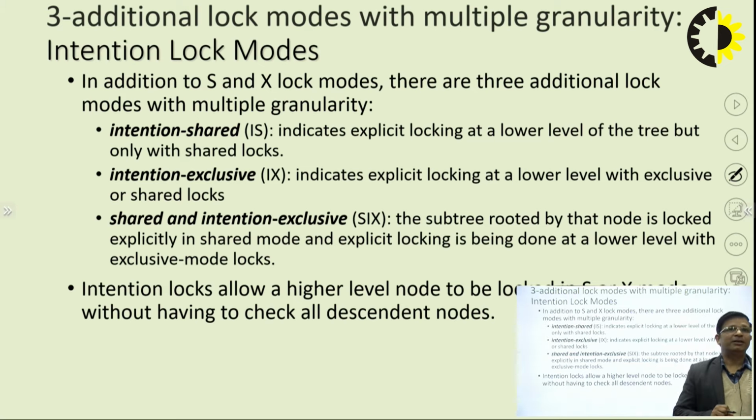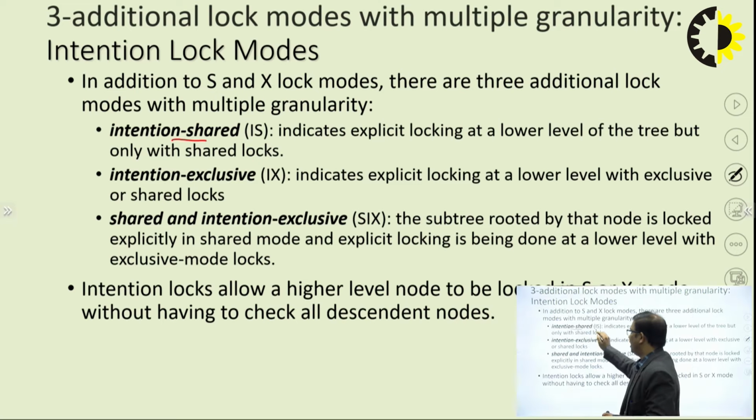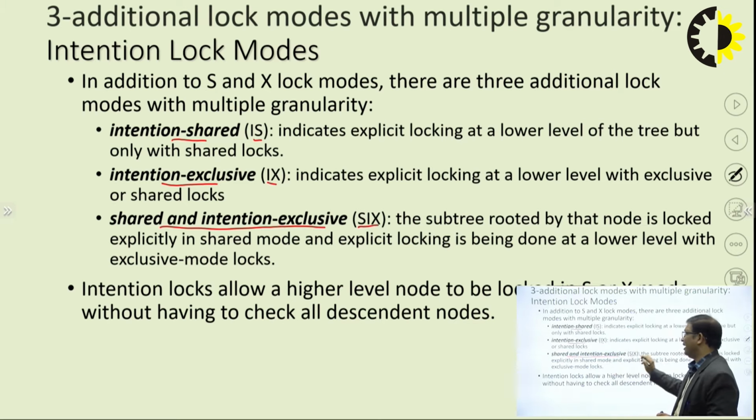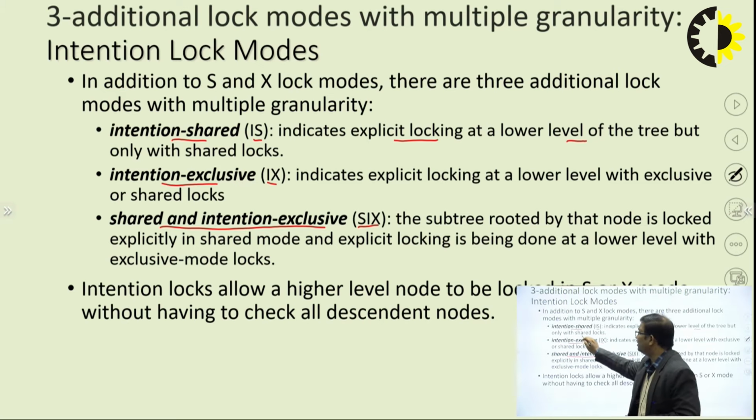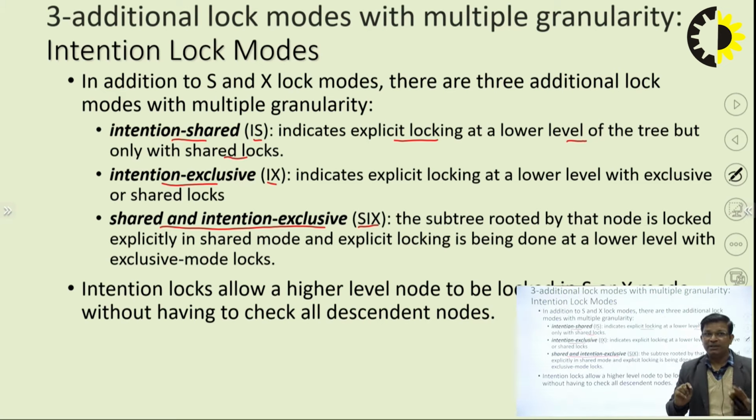Now in multiple granularity, what is the new thing? We have studied that there are two types of lock, shared lock and exclusive lock. In multiple granularity, there are three more additional types of lock: intention shared (IS), intention exclusive (IX), and shared and intention exclusive (SIX). So what are these three additional locks? Intention shared indicates explicit locking at a lower level of the tree, but only with the shared lock. What does it mean?